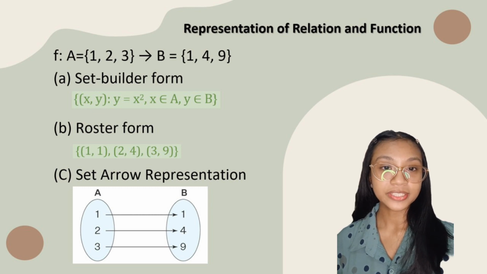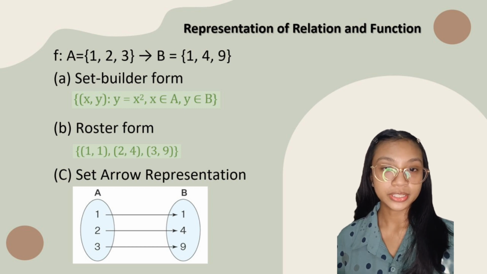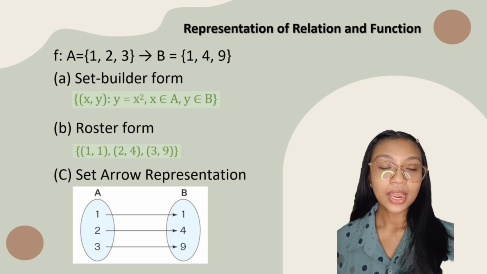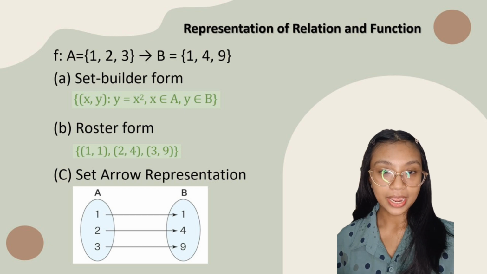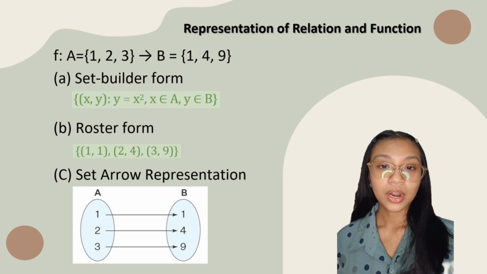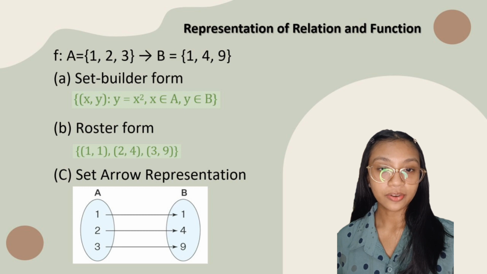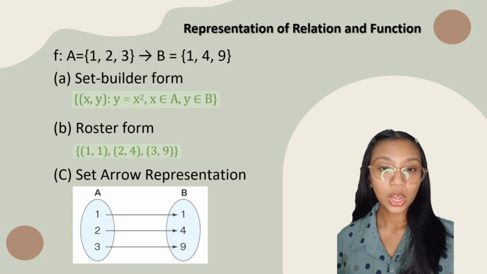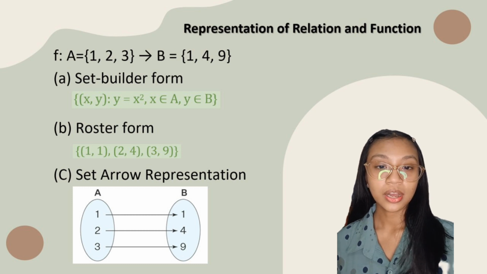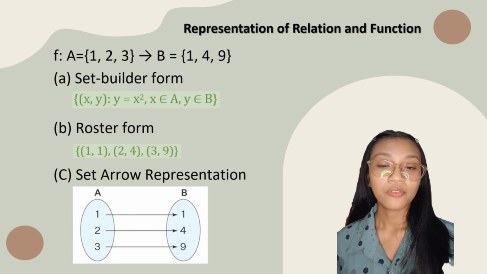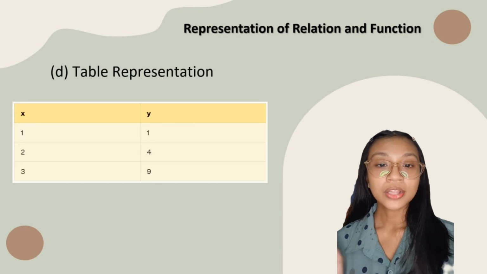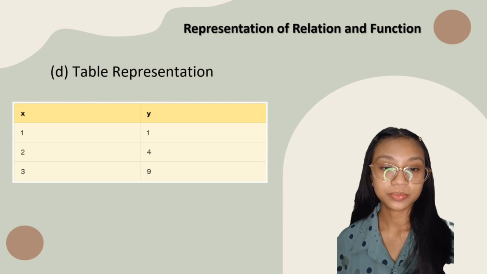Now, let us represent this function in different forms. First, set builder form: {(x, y) | y = x², x ∈ A, y ∈ B}. Second, roster form: {(1, 1), (2, 4), (3, 9)}. Third, arrow representation; the result can be seen in the image. For table representation, the result can be seen in the image.